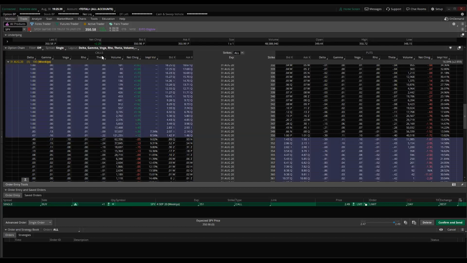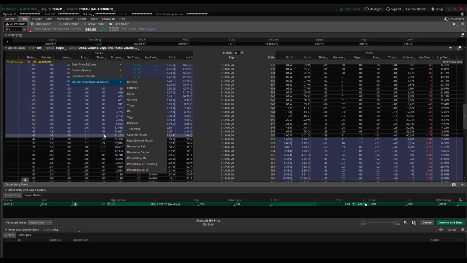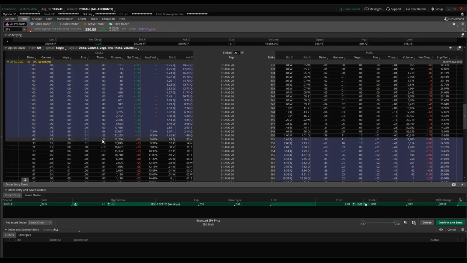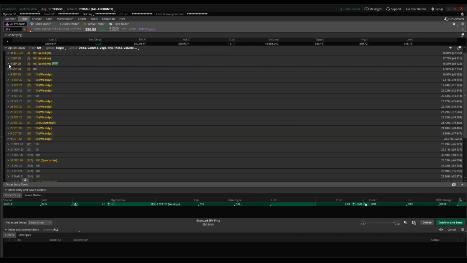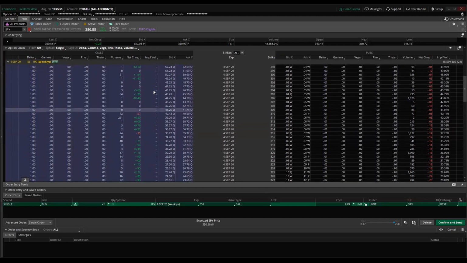And the theta is how much the option will go down if the price does not move a cent throughout the day, or however much it loses throughout the day. So say this, right? We're going to look at the same contract.